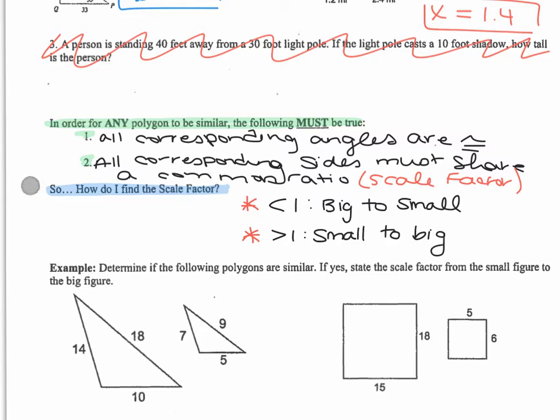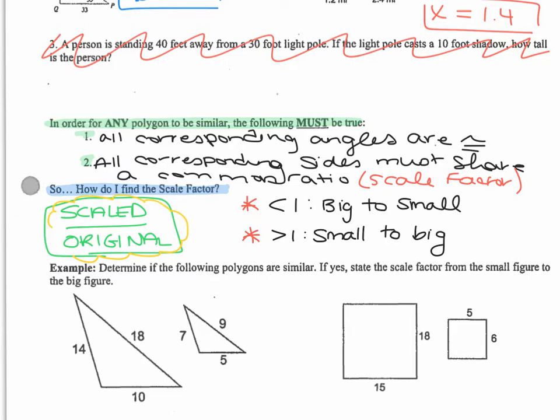So sometimes it's hard for us to remember which way to go. So I have this fabulous phrase that we're always going to say. My scale factor is always written in the same way. It's always written as scaled over original. You're going to hear me scream this a lot because that's how I write a scale factor: it's scaled over original. I put my scaled image on the top, I put my original side on the bottom. That's how I get my scale factor.